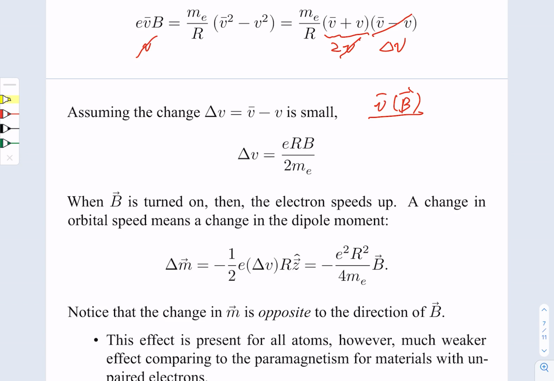In the previous session, we determined what happens after we increase the magnetic field from 0 to a small value. And so we see that here there will be an increase of the velocity by a small b here. Now this means that the magnetic moment will increase.